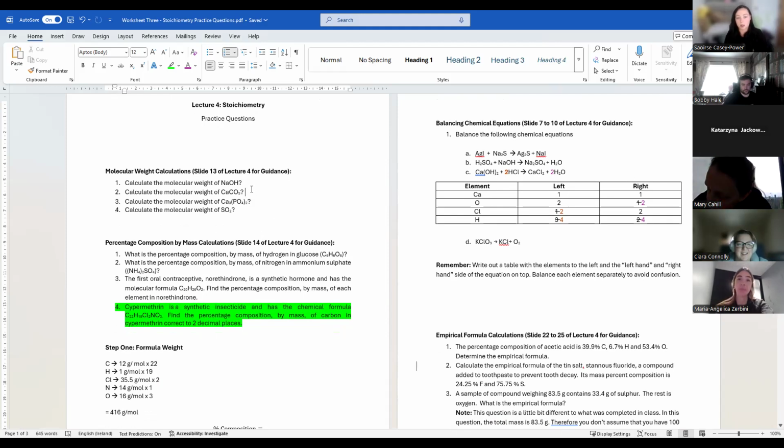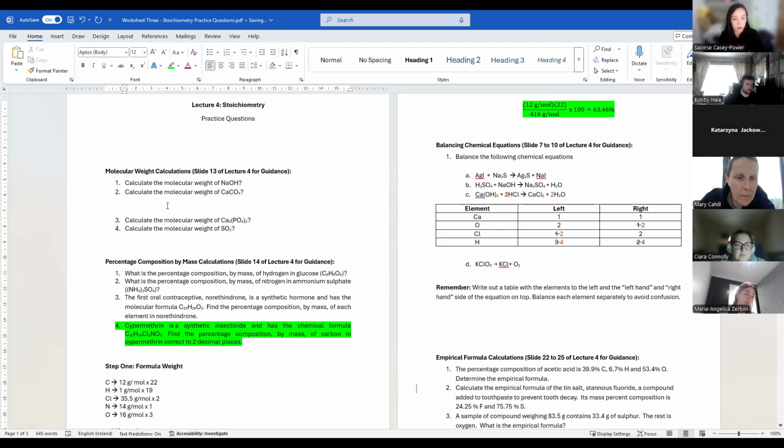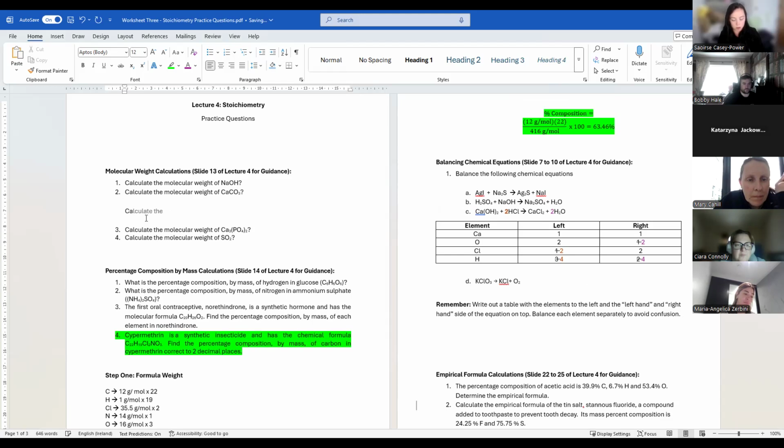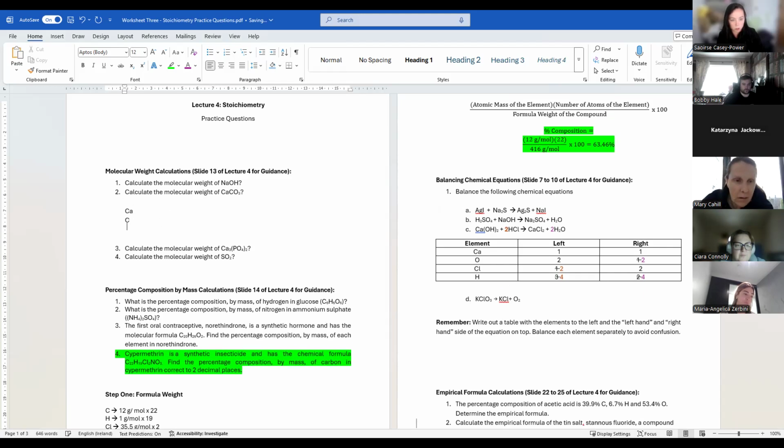All right. So these are just simple molecular weight calculations. I covered these in the face-to-face lecture that we did last week, but I'll go through one of them now. So I'm going to take question two there. This is calculating the molecular weight of calcium carbonate. With any of these, what I recommend you do is write down all of the elements one after the other. In this case, we have calcium, we have carbon, and we have oxygen. So I'd write those down in a list on the side for yourselves.